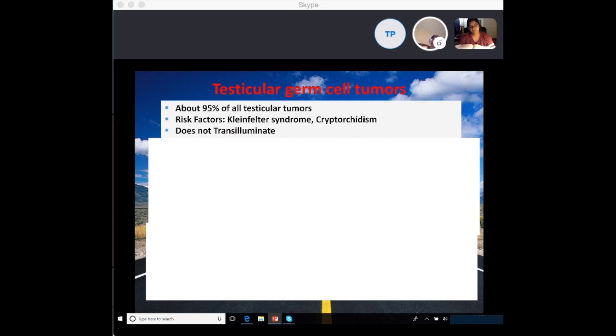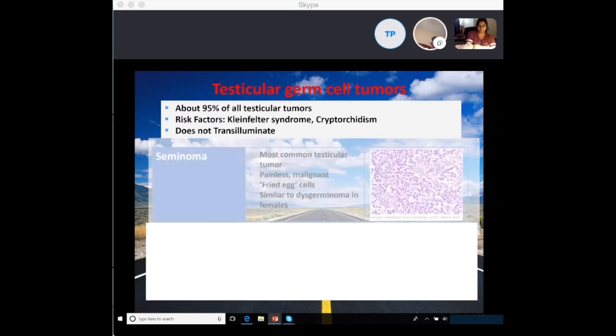All right, so testicular germ cell tumors. We've got germ and non-germ cell tumors. Most testicular tumors are of the germ cell class. They account for about 95% of all testicular tumors. Risk factors include cryptorchidism and Klinefelter syndrome, and they are solid organ tumors, so they will not transilluminate.